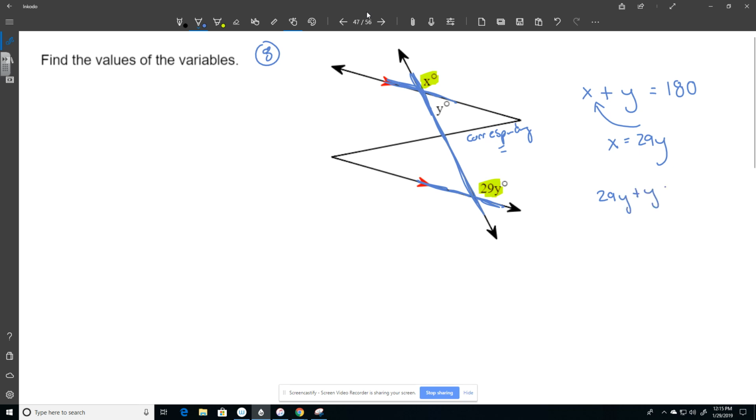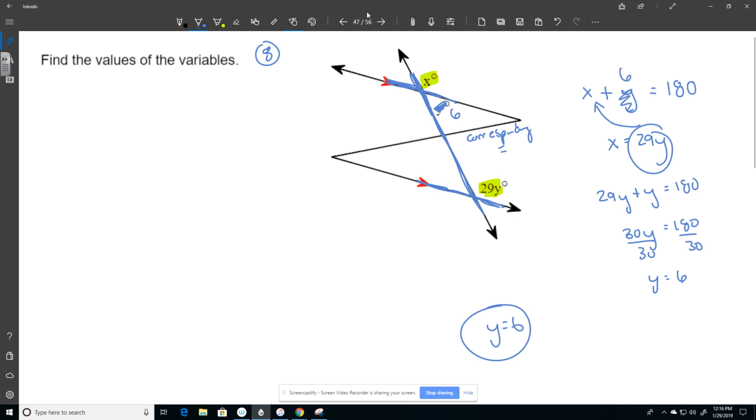What's nice about that is now that I know what x is, I can plug it in. 29y plus y equals 180. I just took this value and plugged it in for x. And 29y plus a y is 30y equals 180. When I divide by 30, y equals 6. So if I know that y is now 6, that's part of my answer, but I also need to figure out x. Well, these still add up to 180, but this is 6. So what plus 6 equals 180? Well, that's easy. That's 174. So x is 174 degrees.